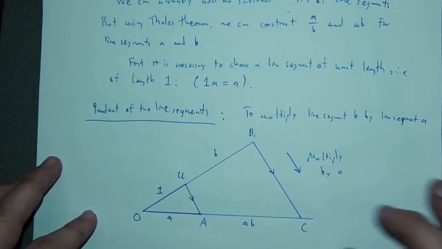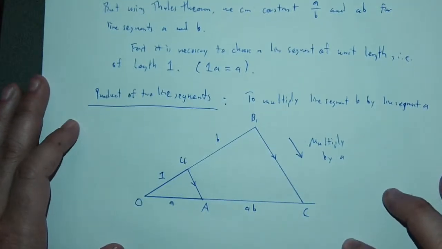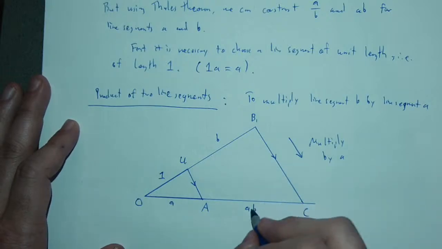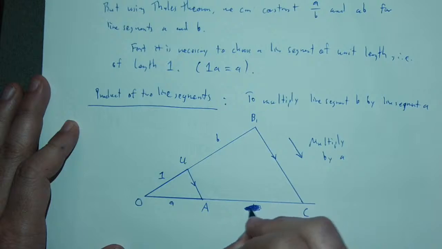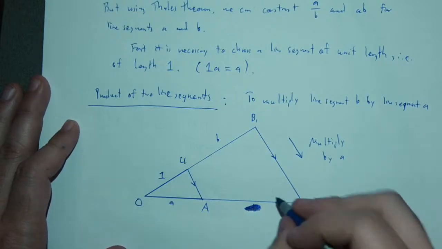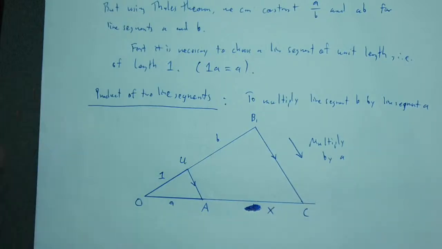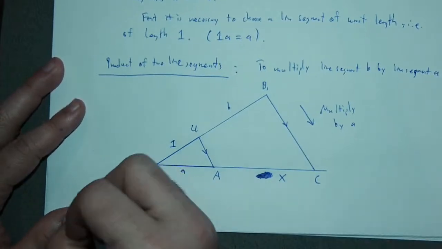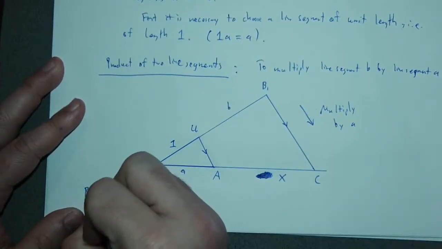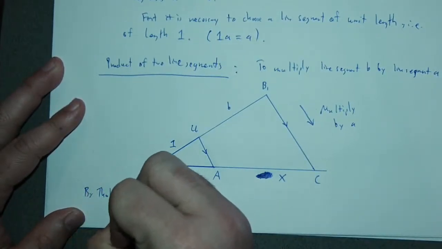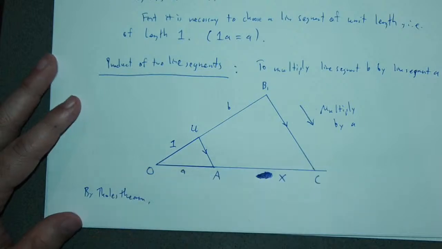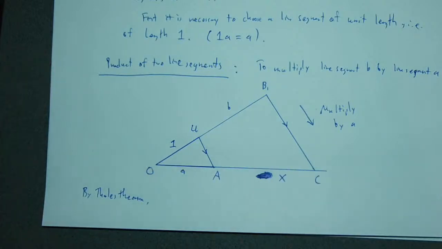Why is this the case? You might say, why is this AB? In fact, let's pretend for a second that it's not. So let's say this is X. What is X? Well, by Thales' theorem, what is true about this picture?